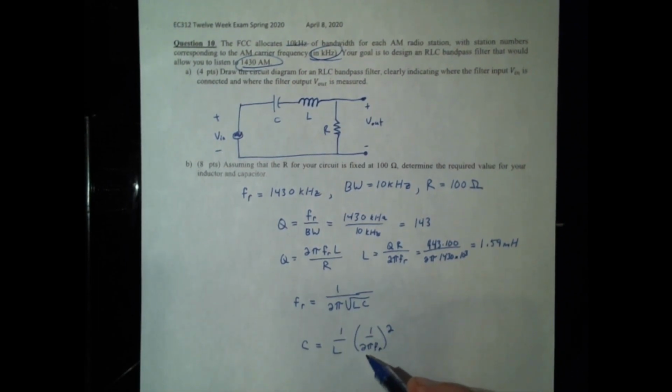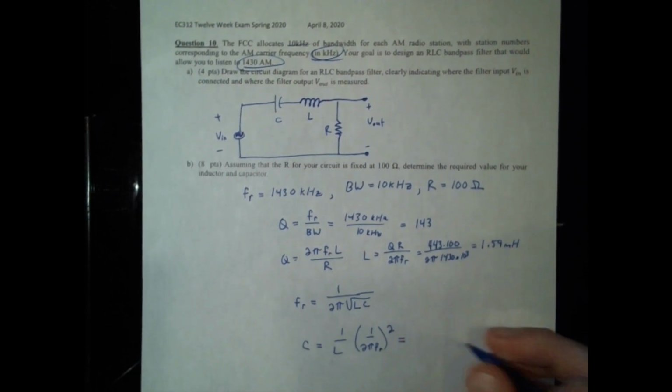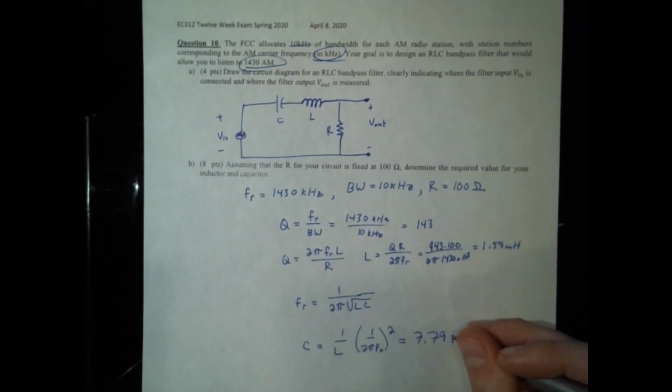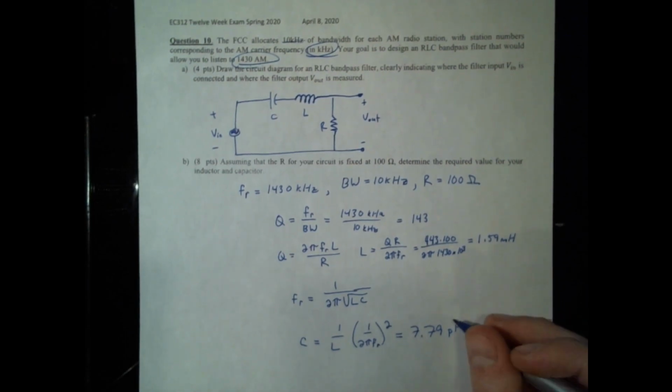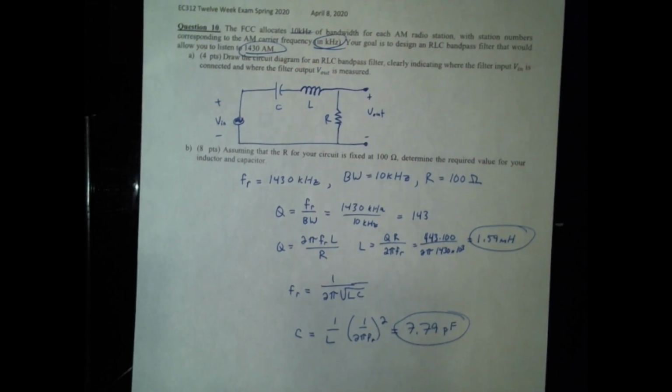That gives us the 1 over 2 pi fR term, and then we square everything to get rid of the square root. That squares that term, these two just get unsquare-rooted, and then we divide by L, and that gets everything on the right side of the equation for us. So we plug these values in, and if we push through all the numbers, that leaves us with 7.79 picofarads. And that's all we have to calculate there. We know C, and we know L at this point, and that's what we were trying to calculate. So we are done. That's going to allow us to listen to 1430 on bandpass. And that's it for that exam. Good luck.